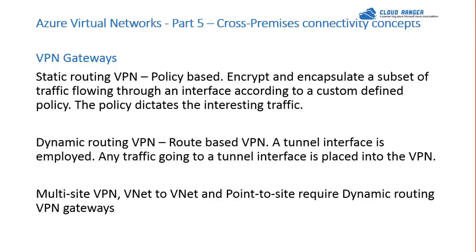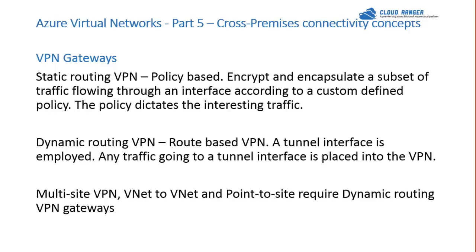Then you have the dynamic routing VPN, which is basically a route-based VPN. So you create a tunnel interface and you say that anything that's going to hit this tunnel interface is placed into the VPN. So you are not segregating the traffic. All you are doing is anything that's directed towards the direction of this interface is going to go on the VPN.